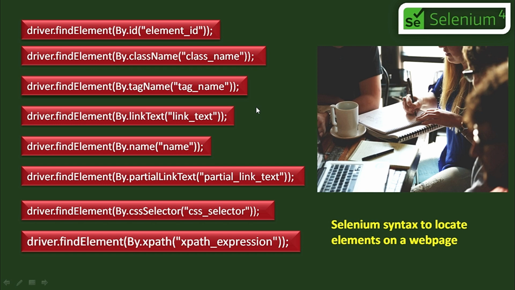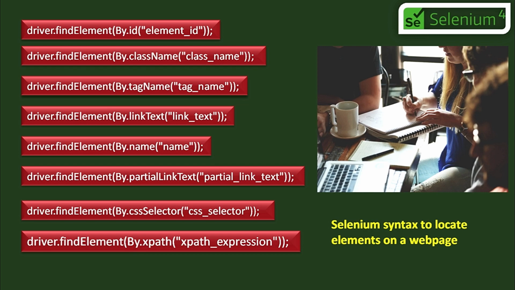These are the methods in Selenium, or you can say the locator strategies to locate a web element with the Selenium WebDriver. driver.findElements, By.id, you can provide the element ID. So this is the complete statement, the Selenium syntax to locate the elements on the web page. We can use all these 8 locators, and by this statement we are only identifying the web elements. We are not going to perform any actions on this web element. For that we have different methods in Selenium WebDriver.